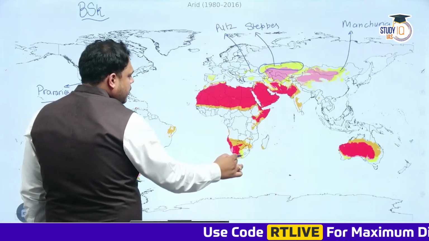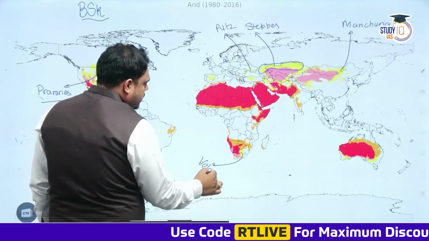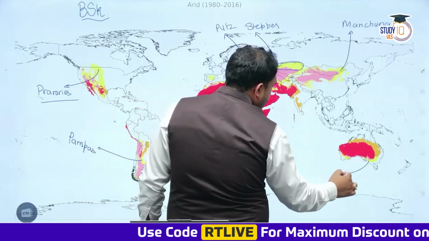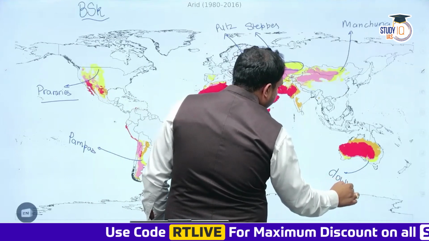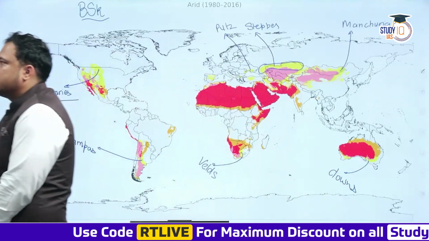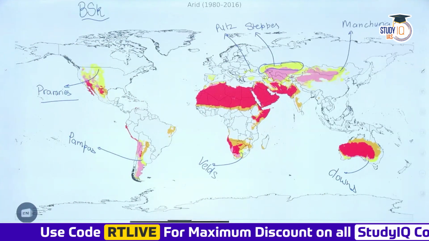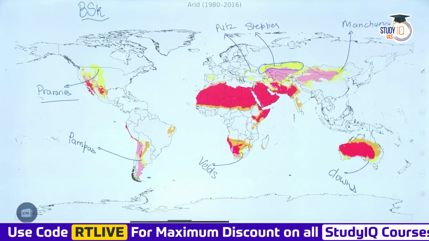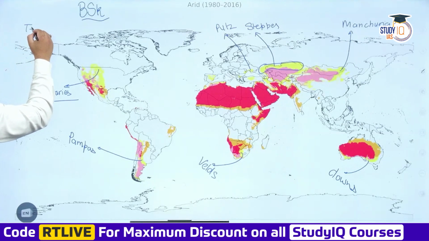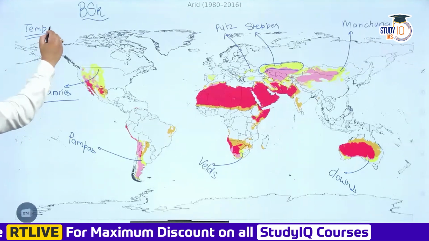These are what? Velds. And these are downs. So they have different names, but they are all what? Temperate grasslands or cold grasslands. Fine. Now these areas are the granary of the world.